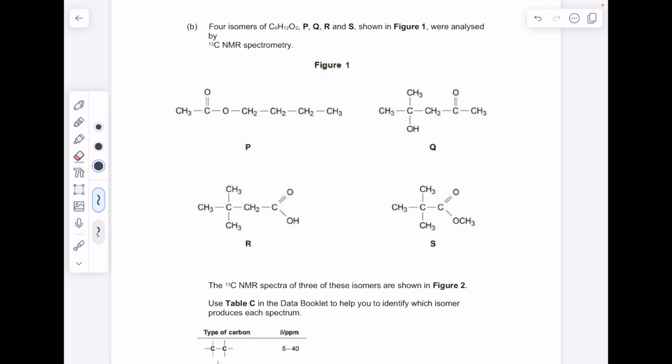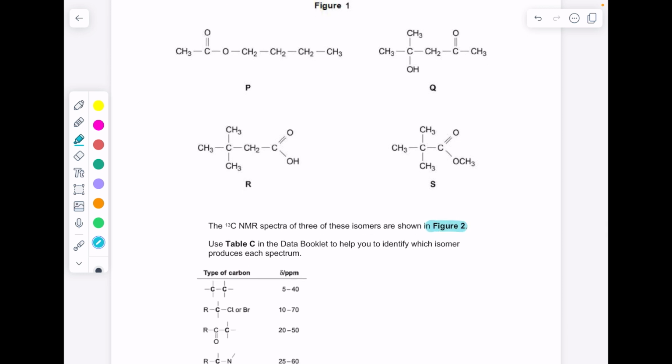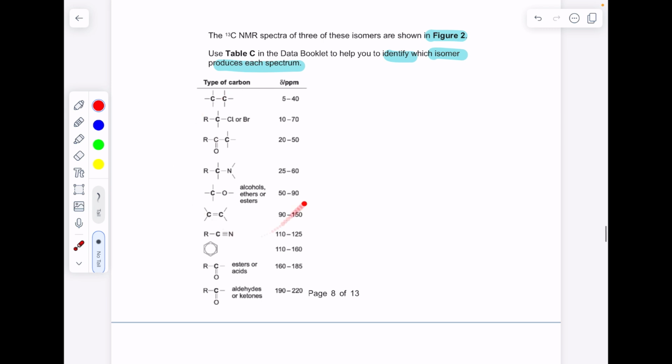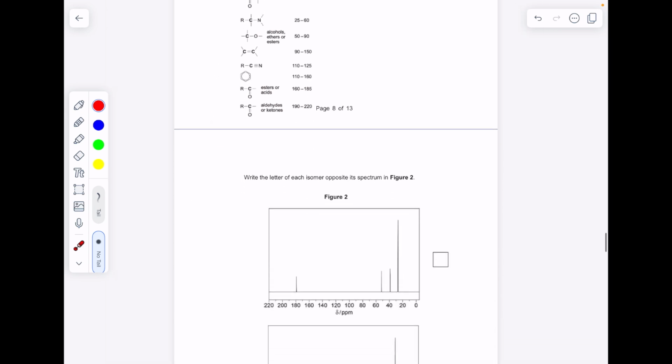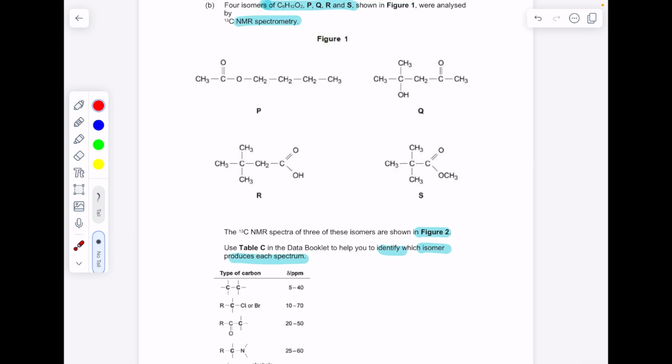4 isomers of C6H12O2, P, Q, R and S, as shown in figure 1, were analysed by NMR spectrometry. 3 of these spectra are shown in figure 2. Use table C in the data booklet to help you identify which isomer produces each spectrum. So I've just grabbed that table from the data booklet, just popped it in here so we can see it more easily. So in effect, here are 3 spectra, and we have to decide which of these isomers produced each spectrum.